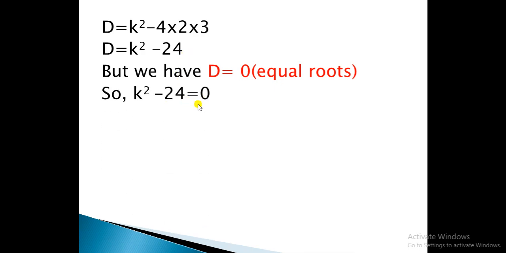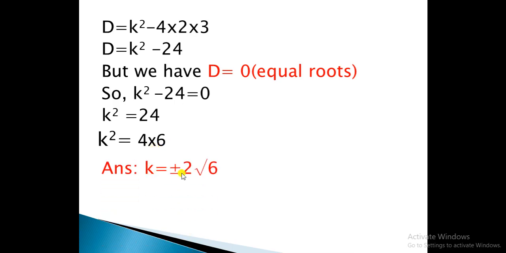So D is equal to what? K square minus 24. Now since D equals 0, we will have k square minus 24 equals 0. We can write it as k square is equal to 24. So we have to find the square root of this. 24 can be written as 4 into 6. The square root of 4 is 2, and for 6 we write root 6. So we get k is equal to plus or minus 2 root 6. So this is the required value of k for which the equation has two equal roots.